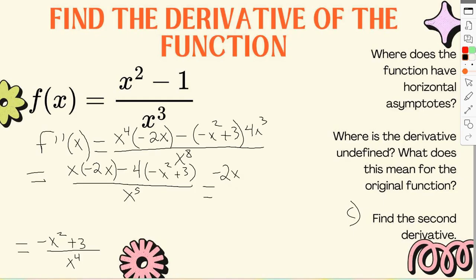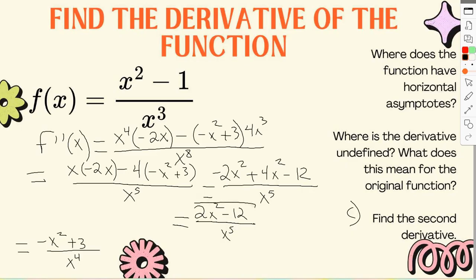And again, if you did it slightly different than me, that's fine. As long as you ended up with the same thing, then that means that you did it correctly. So, we get 2x squared minus 12 all divided by x to the 5th.